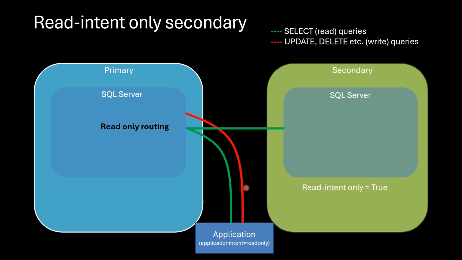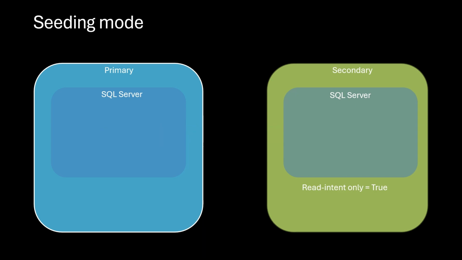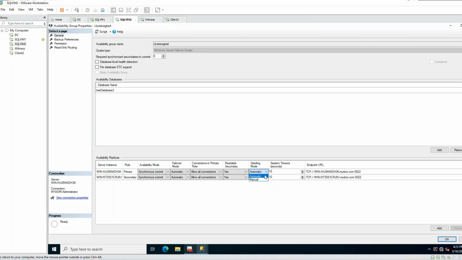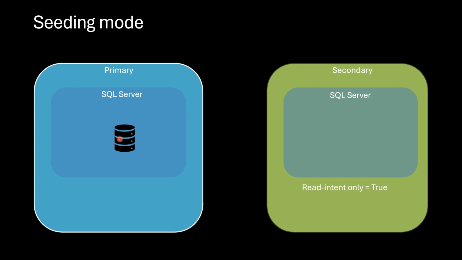There is also read intent only setting. Read intent only, okay? This setting also works with read-only routing. Only difference is that application in this case should specify application intent read-only. Okay, otherwise read-only routing does not work. Then seeding mode. Automatic seeding mode means that if you create any database in primary, that database is automatically created also in secondary, and synchronization starts after that.